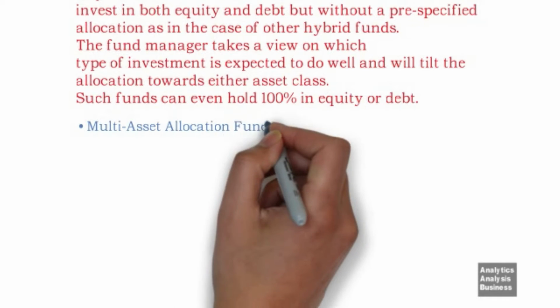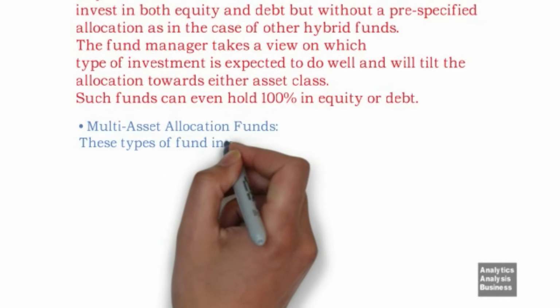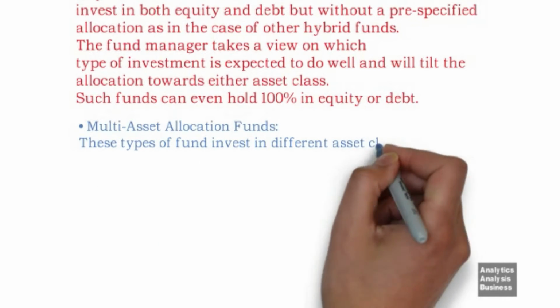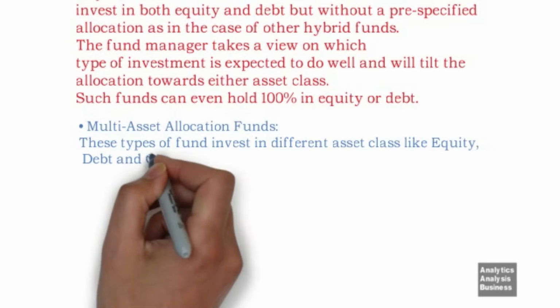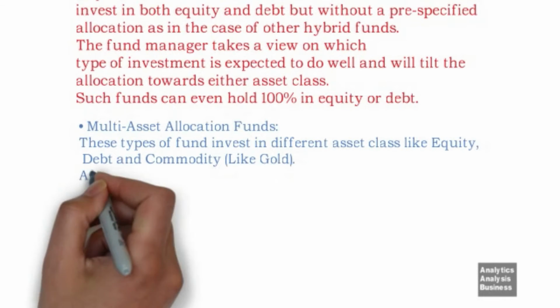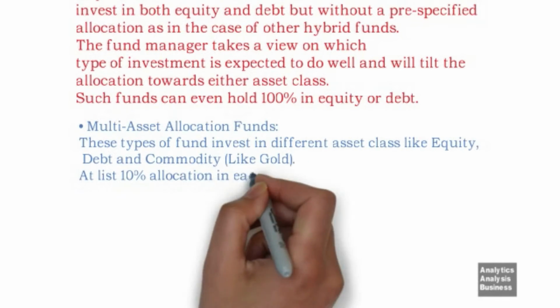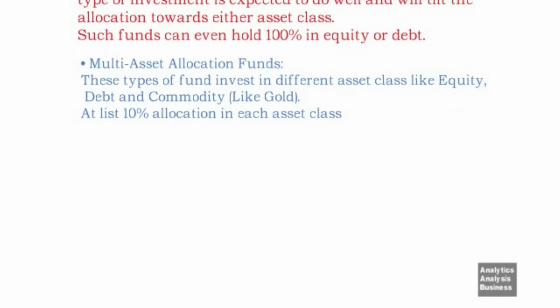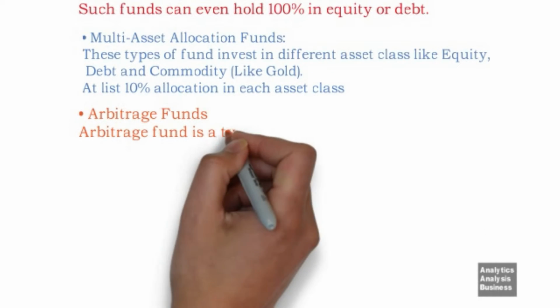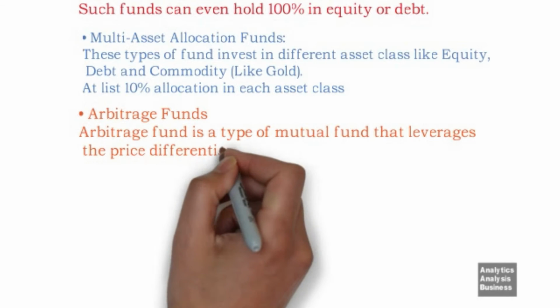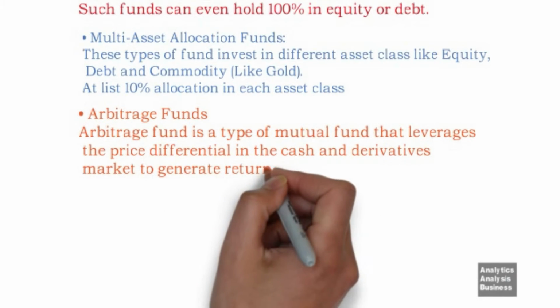Multi-asset allocation funds. These types of funds invest in different asset classes like equity, debt, and commodities like gold, with at least 10% allocation in each asset class. Arbitrage funds. An arbitrage fund is a type of mutual fund that leverages the price differential in the cash and derivatives market to generate returns.